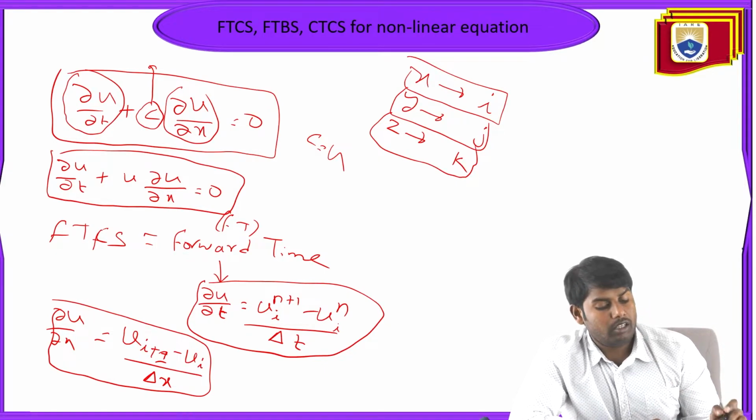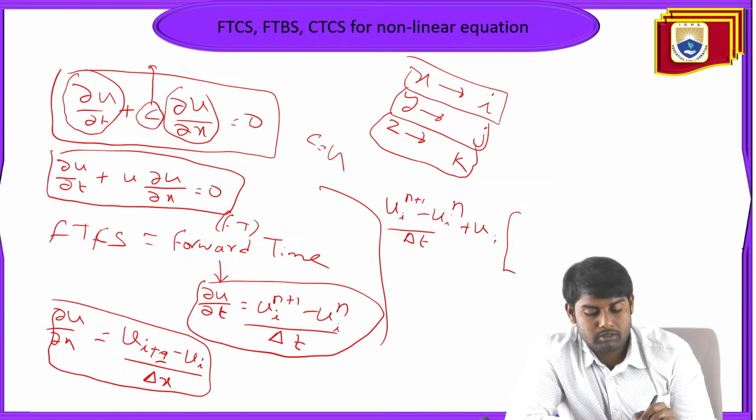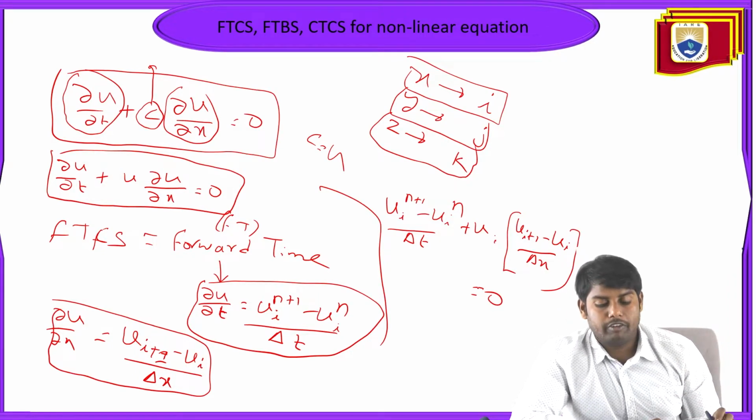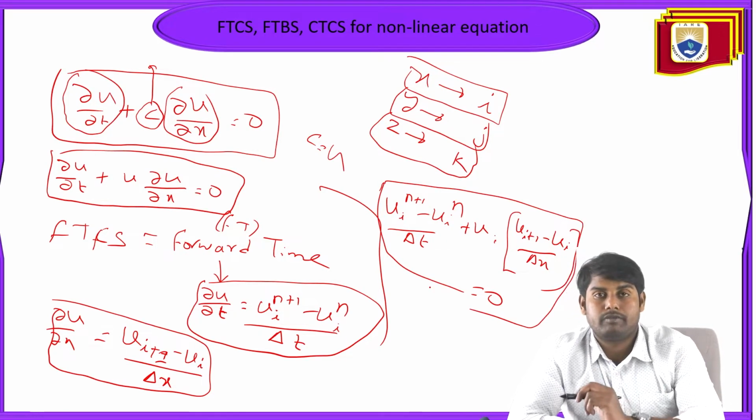Now this FTFS combined equation will be: u of I to the power of n plus 1 minus u of I to the power of n divided by delta t plus u of I into u of I plus 1 minus u of I divided by delta x is equal to 0. So this is the equation.